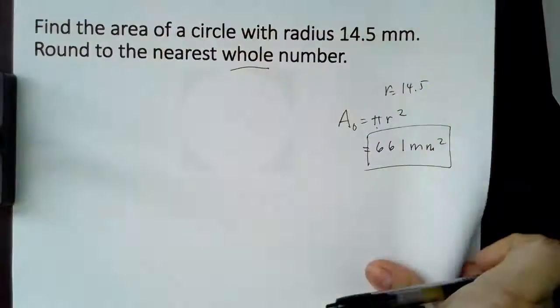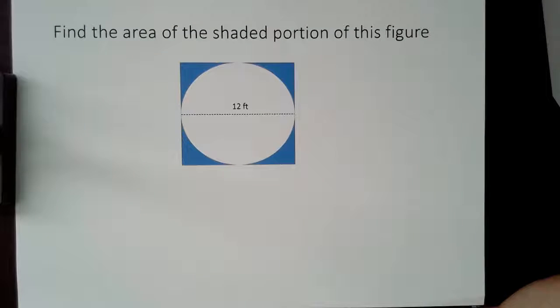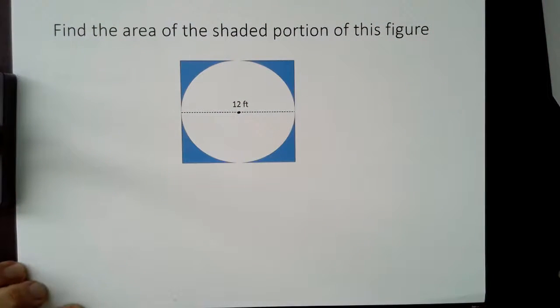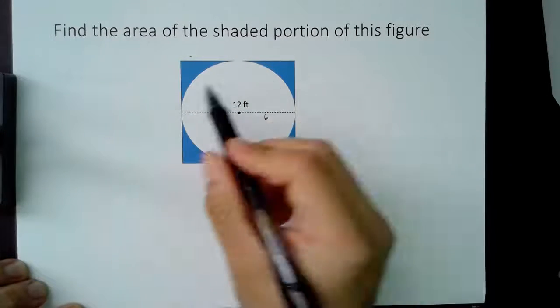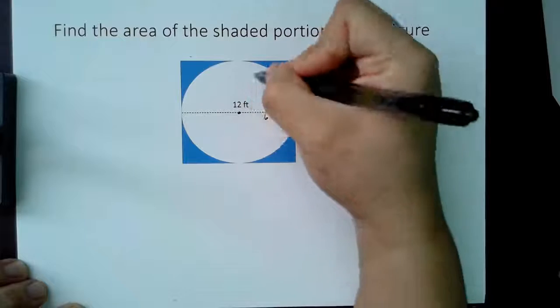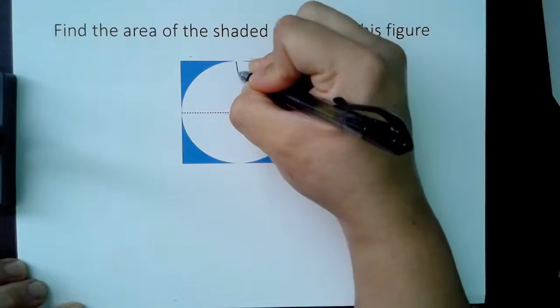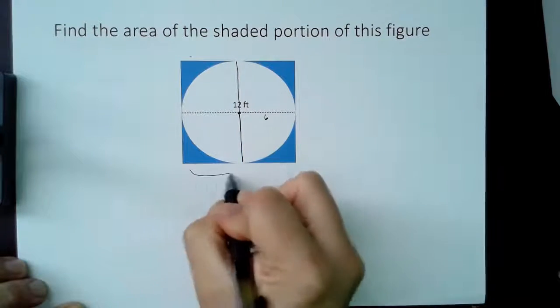Okay. All right. What if we have something like this? Find the area of the shaded portion of this figure. Well, one of the nice ways to think about it. So this is given that this is a square. Okay. So here we're given a circle with a diameter of 12, which means that it has a radius of 6, and a square that has a side of 12, because of course the radius is equidistant everywhere. So if this is 12, that means that this is also 12.